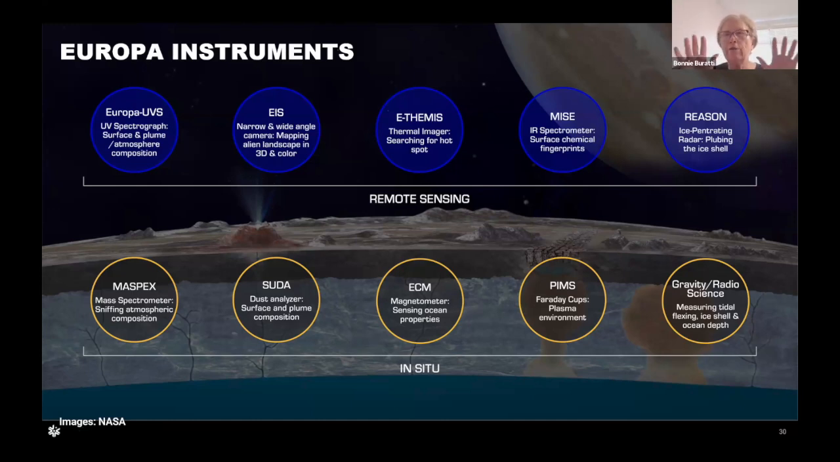But then we also have these fields and particles instruments that are kind of sniffing. They're looking for any particles from plumes, trying to understand the atmosphere. So we have a mass spectrometer, a dust analyzer, magnetometer, and a plasma detector. And also, one of the things I think is the most underappreciated, we have all these antennas that are measuring the wobbles on the spacecraft from Europa's gravitational field. And you can deconvolve those and understand the interior of Europa very well. Okay, so that's our system.